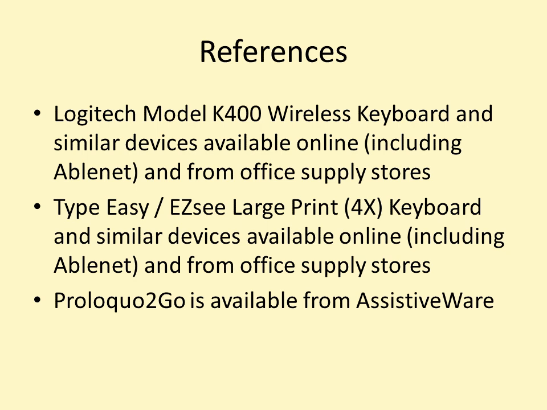The Type Easy or the Easy Large Print, which is actually 4 times larger lettering on the keyboard, and similar devices are available online, including AbleNet and from various office supply stores. The Proloquo2Go, though, I was only able to find from AssistiveWare. And, of course, that is a little bit more expensive because it is a particular program, but I wanted to be able to go ahead and give you that reference, too.